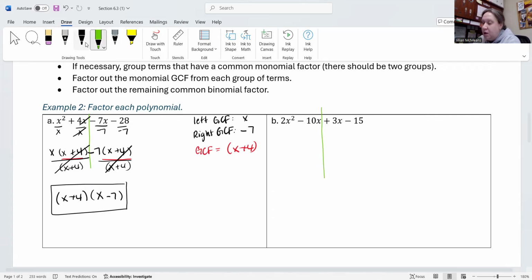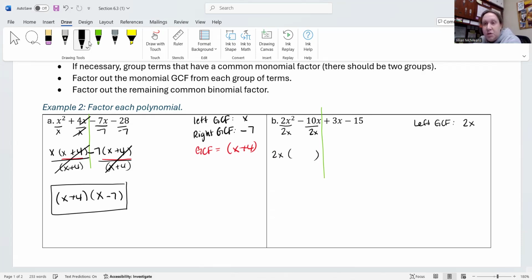All right. Now, looking at the left-hand side, the left 2 terms have an x in common. Okay, both terms have at least one x. And then both terms have a 2 in common, so the GCF on the left is 2x. So I'm going to write my 2x and then a set of parentheses. Then I divide each term by the GCF.